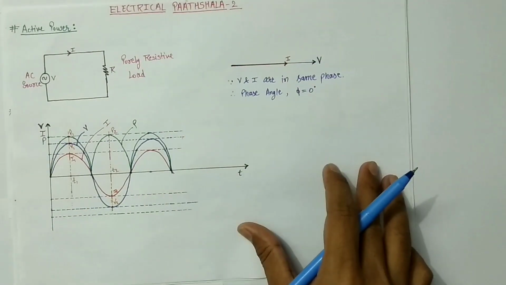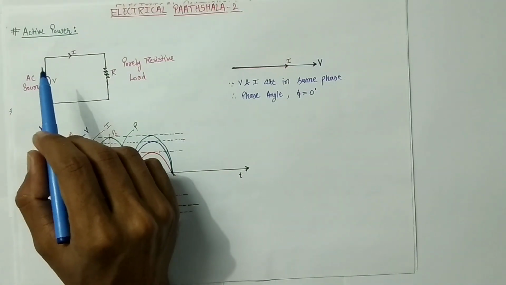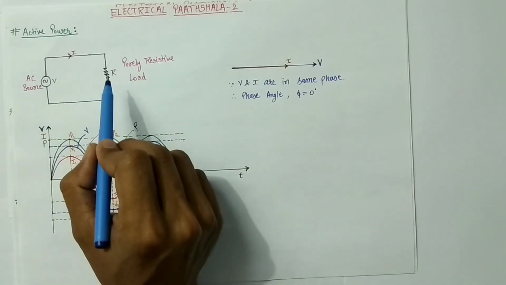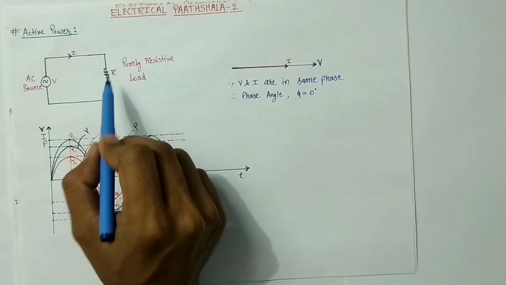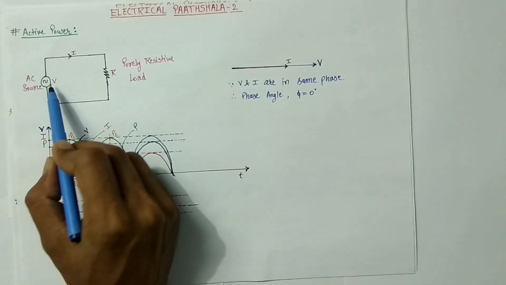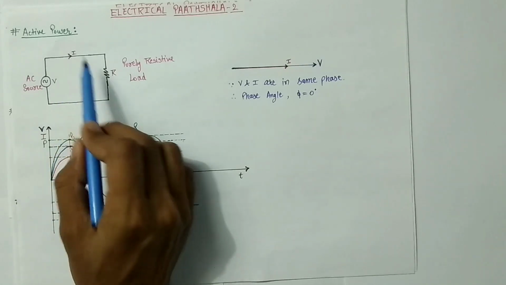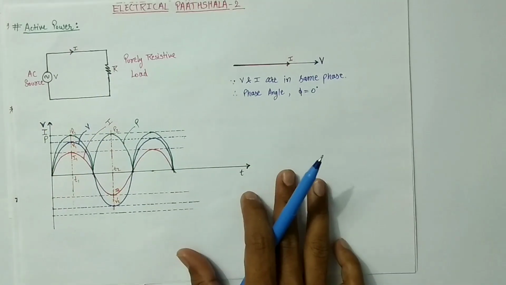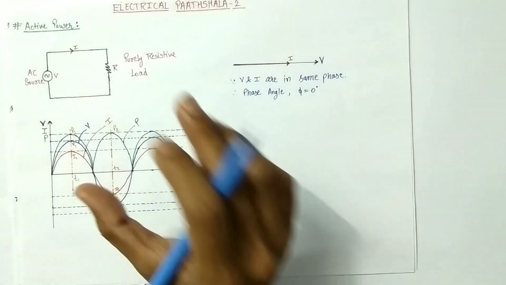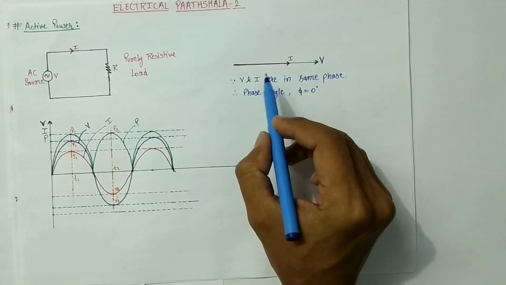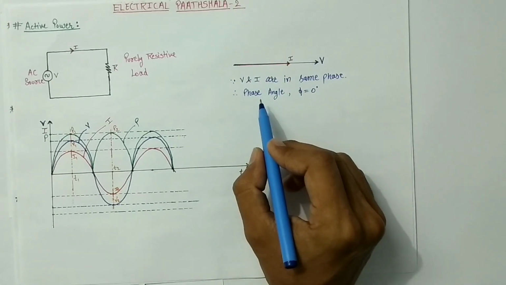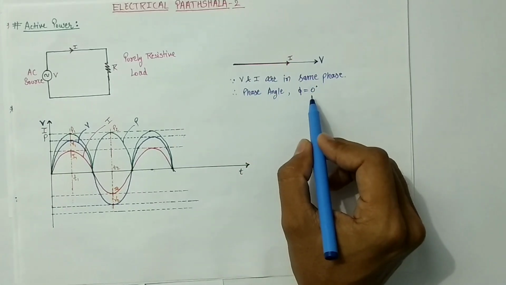So guys, to understand the concept of active power, let's take the example of a purely resistive load. You can see in this circuit that this is the circuit diagram of a purely resistive load which is being supplied by an AC source having a voltage V and the current in the circuit is I. Now what happens in the case of a purely resistive load, that the voltage and current remains in the same phase. Now you can see in this phasor diagram that voltage and current both are in same phase. Therefore the phase angle between them is equal to 0 degree.